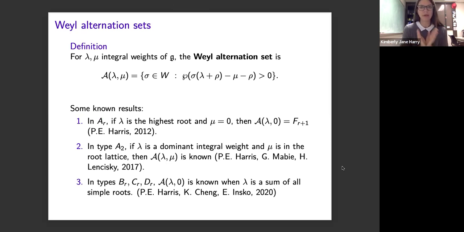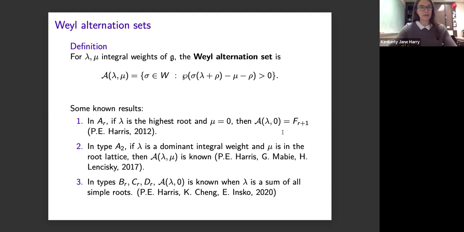Okay. So what is known about the alternation set so far? This is kind of the history part of what came before my research. Back in 2012, Dr. Harris looked at type A_r and had lambda being the highest root and just picked mu to be 0. And she found that when you look at the cardinality of my alternation set, we get a Fibonacci number. So that was known back in 2012.